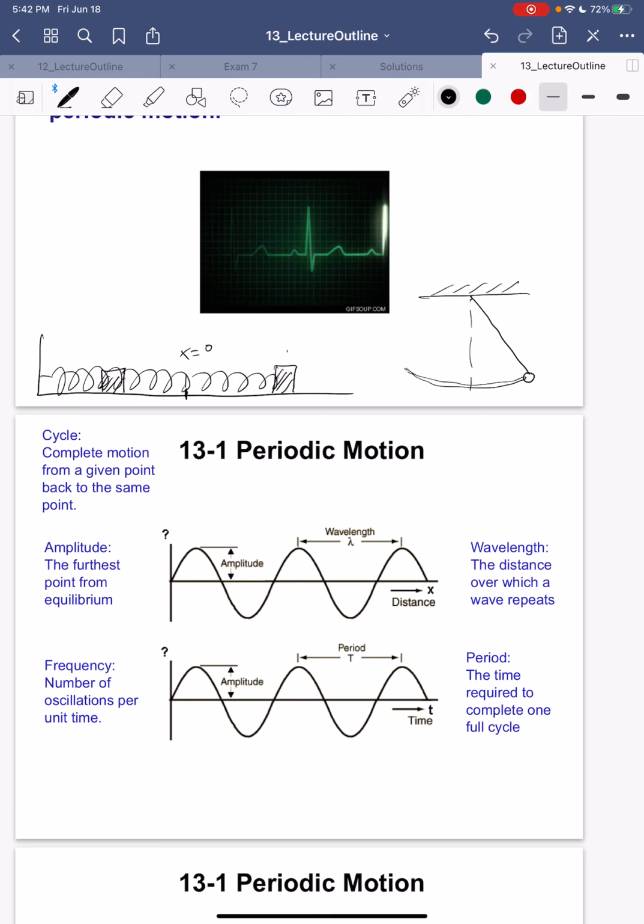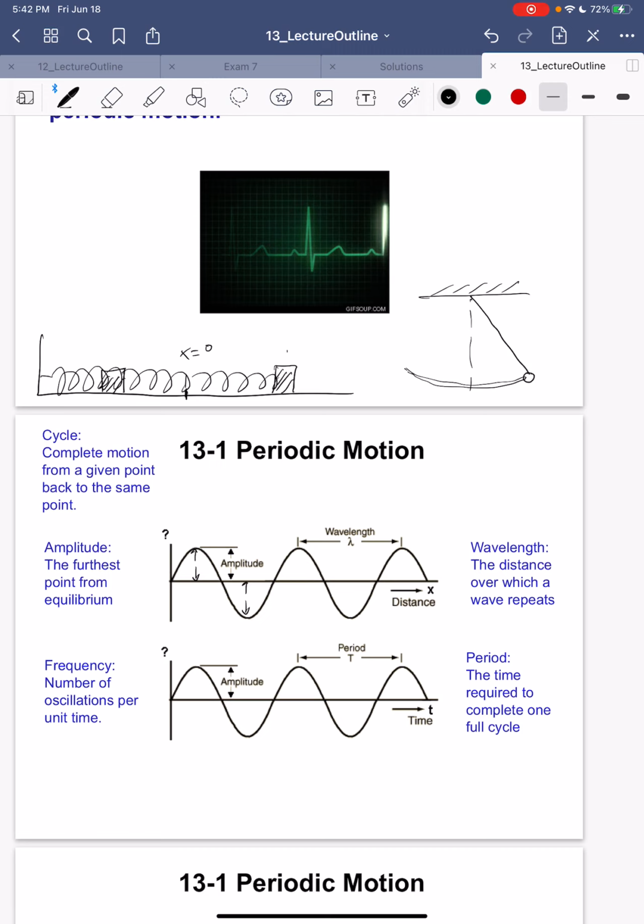The amplitude is the furthest point from equilibrium. This is the maximum displacement here, and it is the same on both sides because we are talking about ideal oscillations. Frequency is the number of oscillations per unit time.